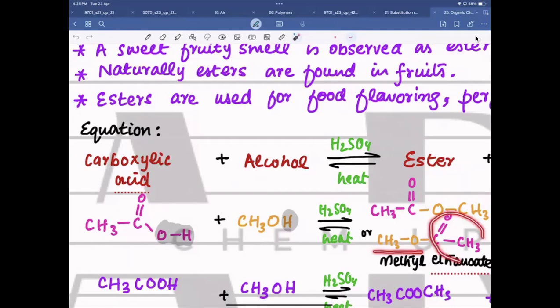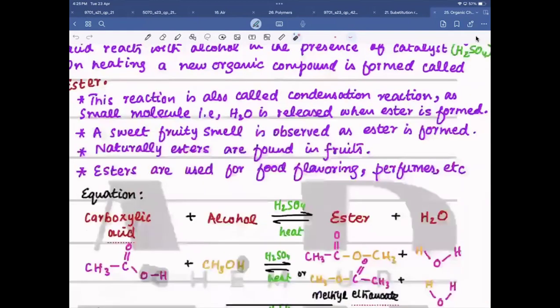Okay. Now, when the ester is formed, the alcohol part is named as an alkyl. So see, it's methanol, so that's why it becomes methyl. And the carboxylic acid part becomes alkanoate. So it's ethanoic acid, so it becomes ethanoate. That's how we will name it. It is going to be methyl ethanoate. Is this understandable to all of you?